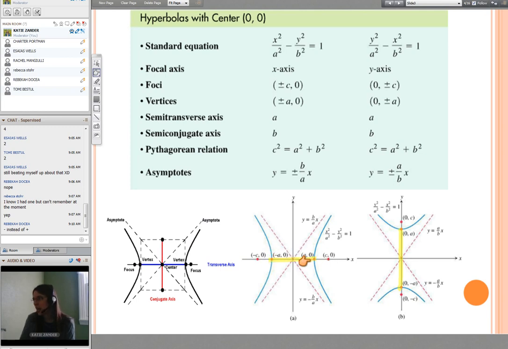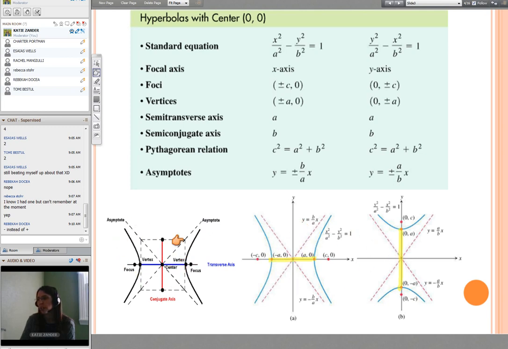The semi-transverse axis, and we're not going to fall for the same mistake twice. Notice it does say semi-transverse axis, so if they give you the length of the transverse axis, we know we have to divide that by 2 to find the value for A. And same thing with that conjugate axis. If they give us the total length of the conjugate axis, we have to divide that by 2 to find the value of B.